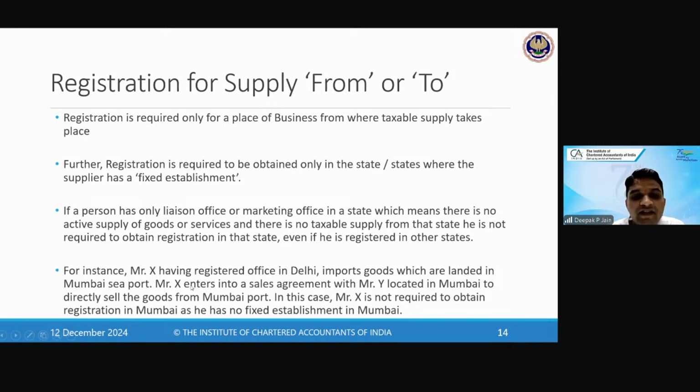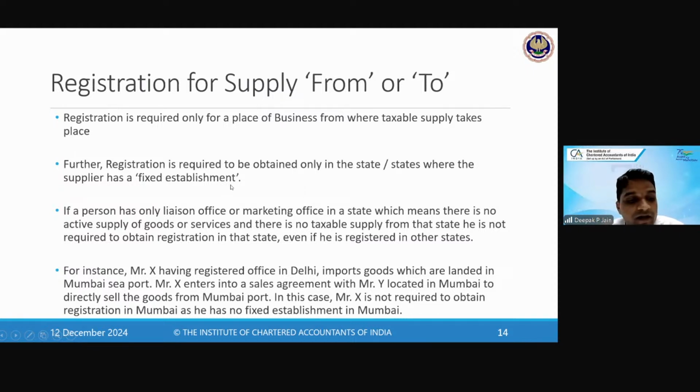For instance, Mr. X is having a registered office in Delhi. He imports goods which are landed in Mumbai seaport. Mr. X enters into a sale agreement with Mr. Y located in Mumbai to directly sell the goods from Mumbai port. He is not doing anything else. He has a registered office in Delhi and imports goods landed in Mumbai port. Now, X is not required to obtain registration in Mumbai as he has no fixed establishment.